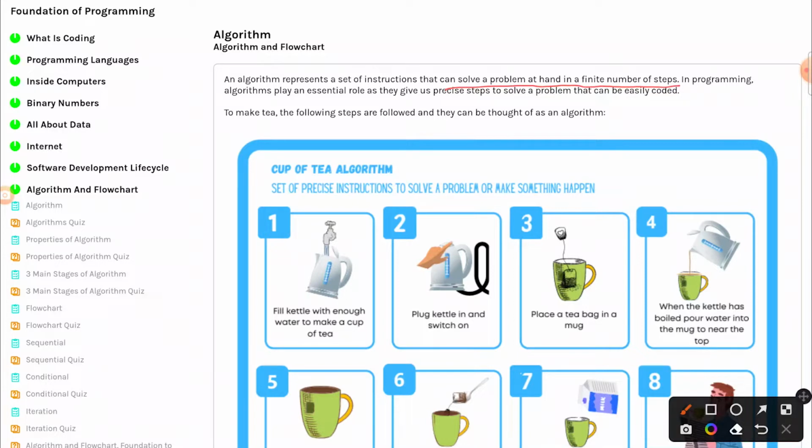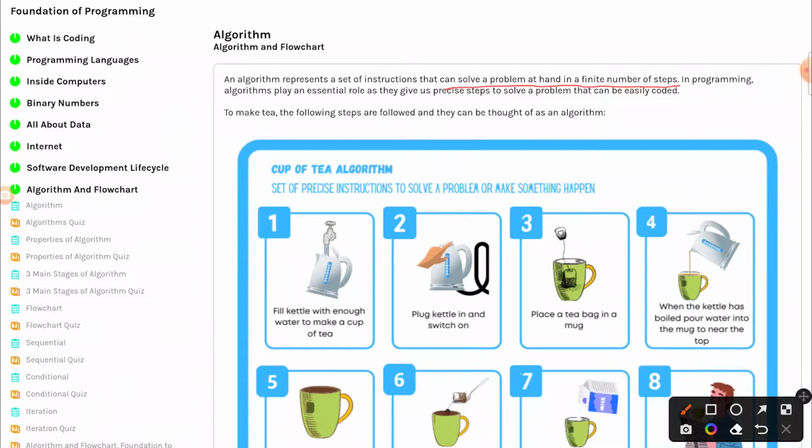In programming, an algorithm plays a very essential role, because if you remember, coding is all about feeding instructions to a computer. Now, before we feed the instructions to a computer, we need to know what those instructions are. Many times we have it in our head, and that is what we translate into code. An algorithm is nothing but the solution that we have in our head that we are going to give to a computer in the form of coding.